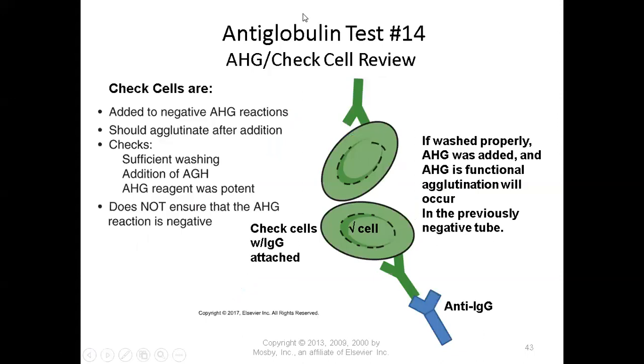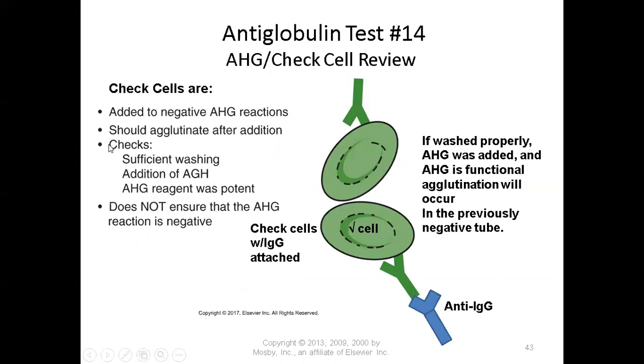So let's look at one more slide to do our review. Okay, so check cells are, remember, added to negative AHG reactions. We do not add them to positives. They are only added to negatives. They should agglutinate, okay, when they are added to a negative tube.